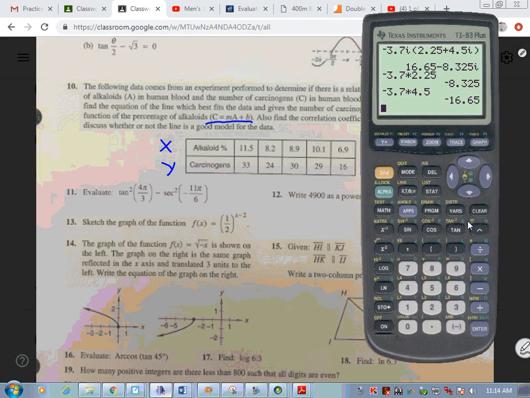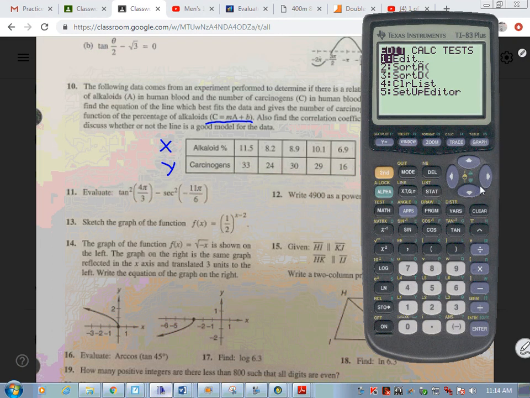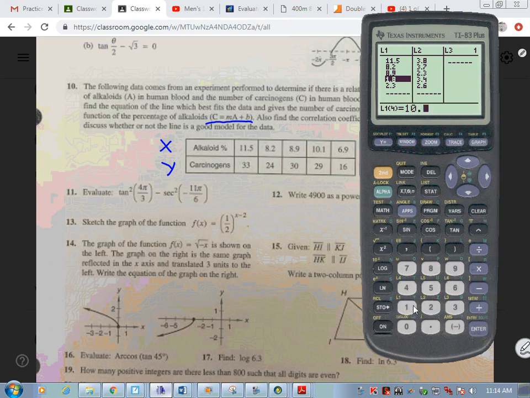Okay, let's turn it on, clear things out. Stat. I want to edit our list. So 11.5, 8.2, your x's always go on the left, 8.9, 10.1, and 6.9. Looks like I don't have to worry about having to delete anything.